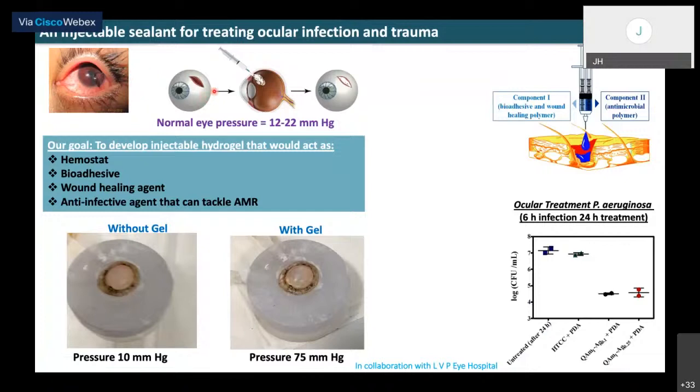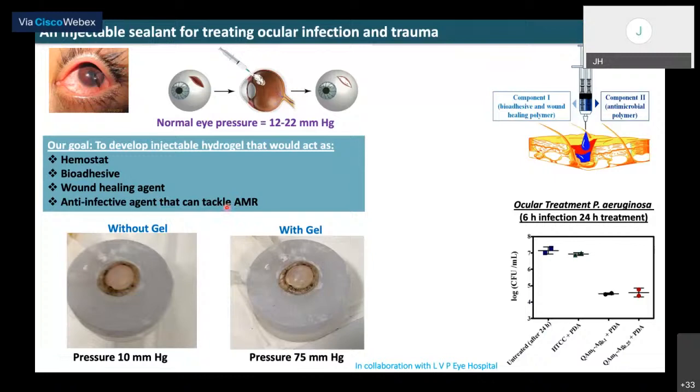Therefore, if you develop a material like a polymer solution, you inject it into the place where the injury happened. As soon as you inject, it can seal it, and it can help to stop bleeding. It can hold the tissue together, which is called a bioadhesive. It can heal the wound, and it can also be anti-infective. It can take care of the infection.